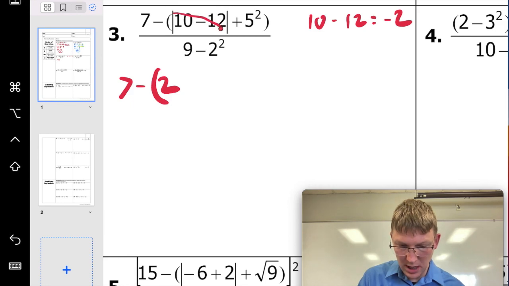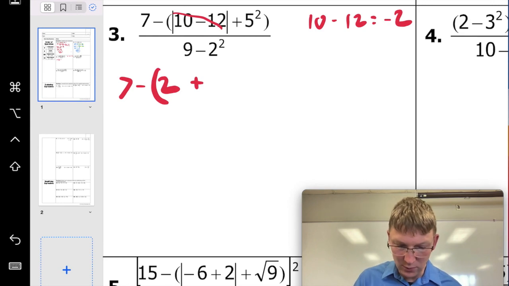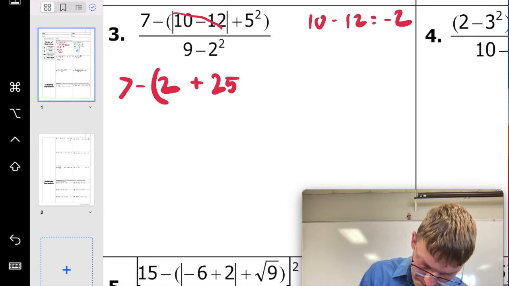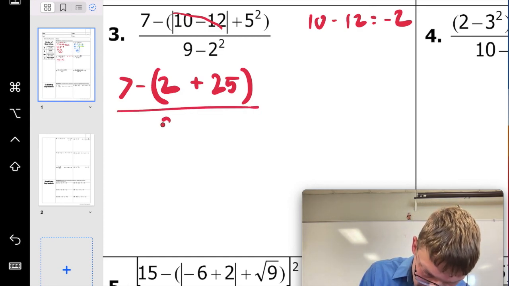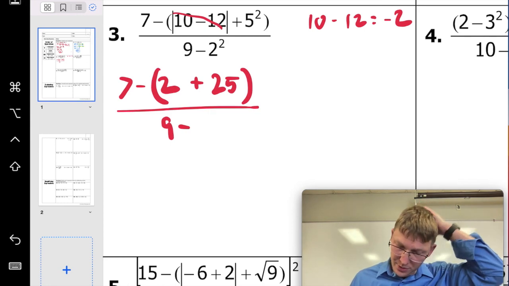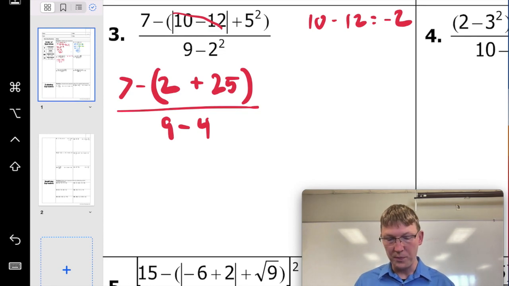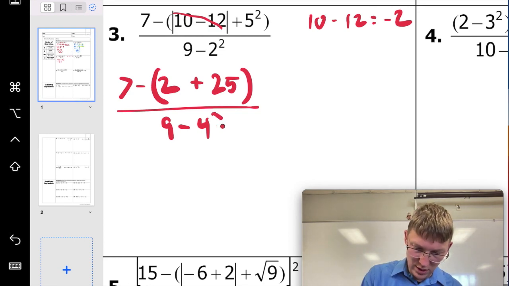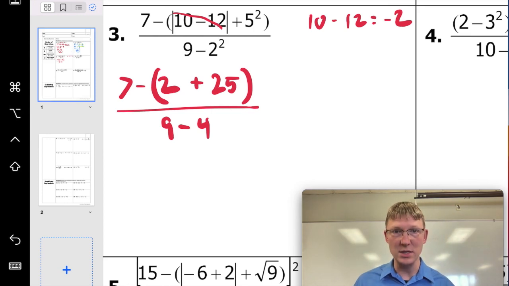Okay, so we took care of that part. We're still inside the parenthesis. 5 squared is 25. And then all of that is still divided by 9 minus 2 squared. We can go ahead and do that because it's an exponent. So 2 squared, 2 times 2 is 4. So there we go. Another way to think about it is you can put parentheses there and parentheses there. If that helps you, great. If it doesn't, that's fine too.